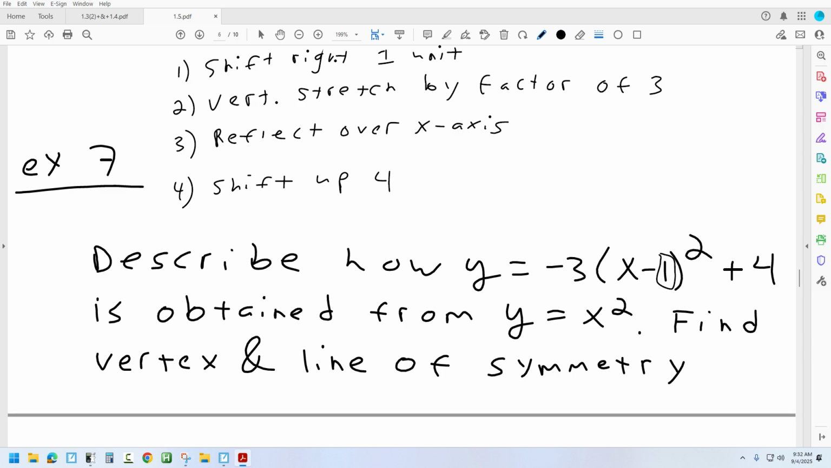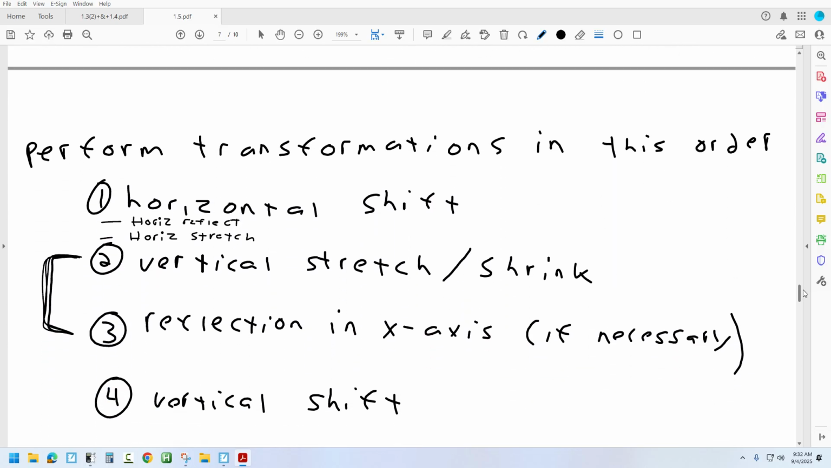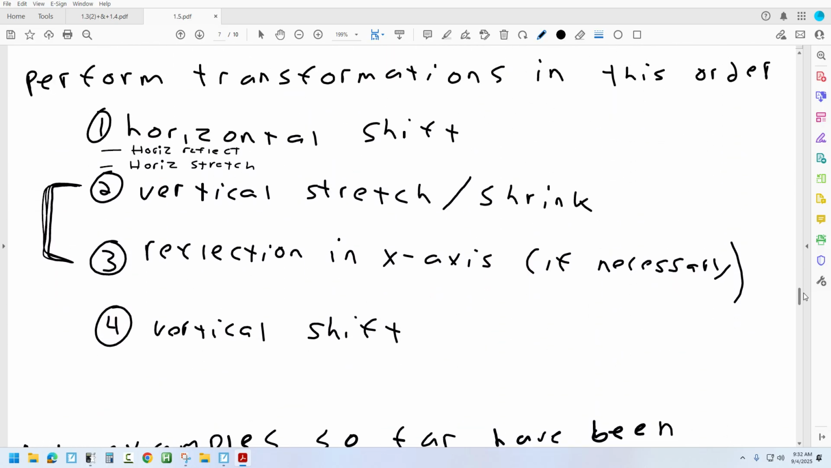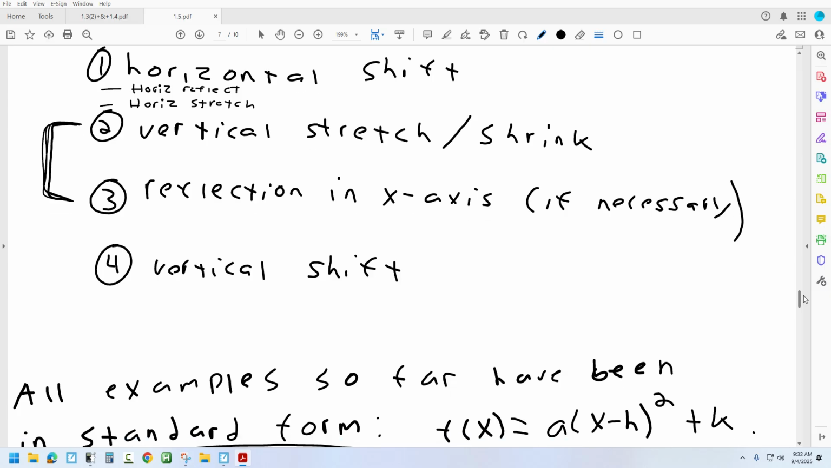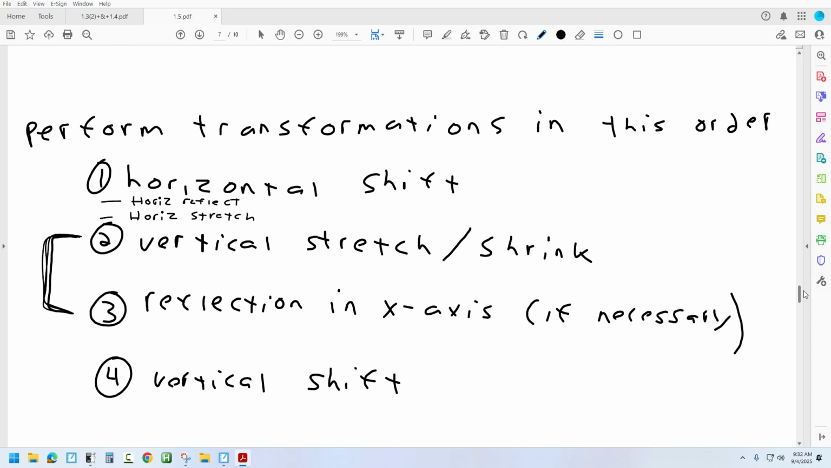Any questions on that one? All right, so there's that. We already talked about all the transformations. Now, so far, all the examples we've done have been in standard form. Standard form makes it very easy to figure out the transformations.